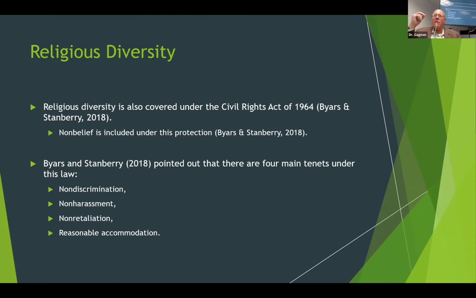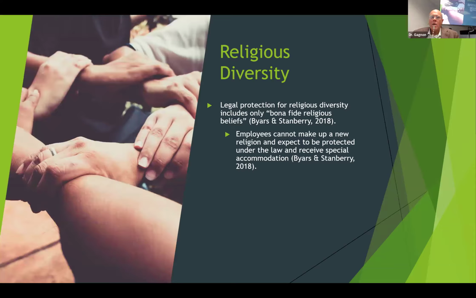They should be in an environment without discrimination. Byers and Stanbury pointed out that there are 4 main tenets under this law: non-discrimination, non-harassment, non-retaliation, and reasonable accommodation. Legal protection for religious diversity includes only bona fide religions or religious beliefs. In other words, you can't just make up a new religion and say, here it is.